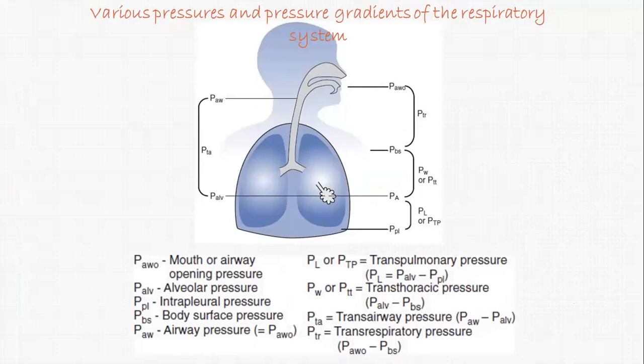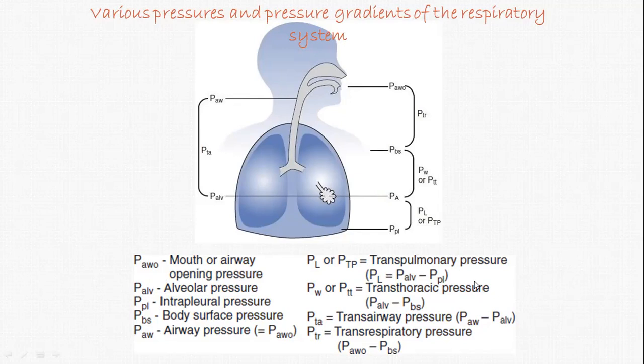So these are the important pressures which you have to remember: the mouth or airway opening pressure, the alveolar pressure, the intrapleural pressure, the body surface pressure, and the airway pressure. All these five pressures are very much important. There are differences in these pressures, and you have to remember them, because unless a pressure gradient is created by any of these factors, ventilation is not possible.